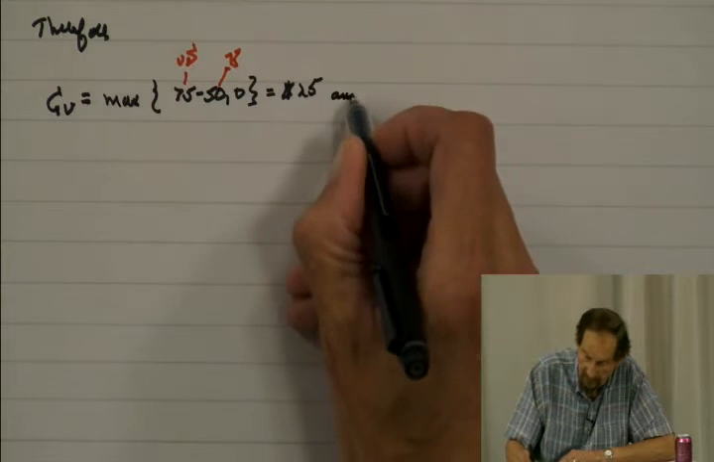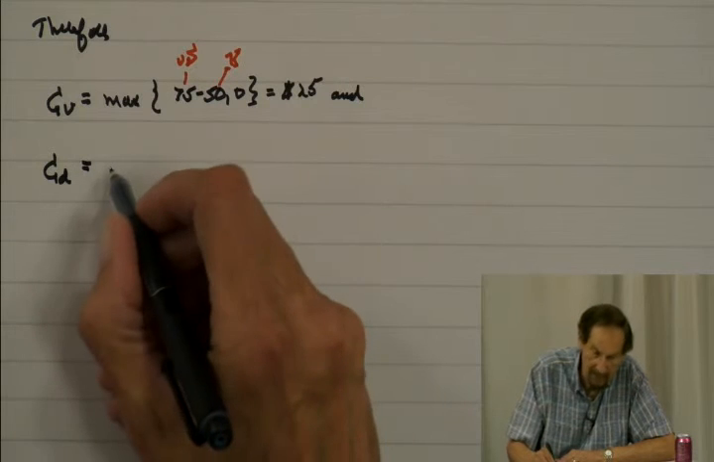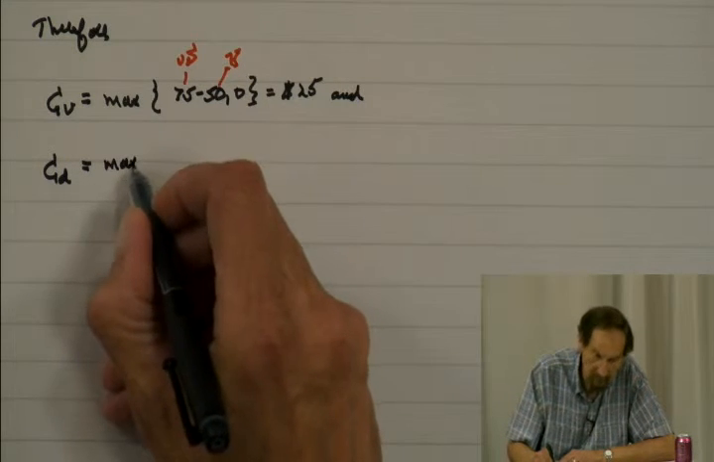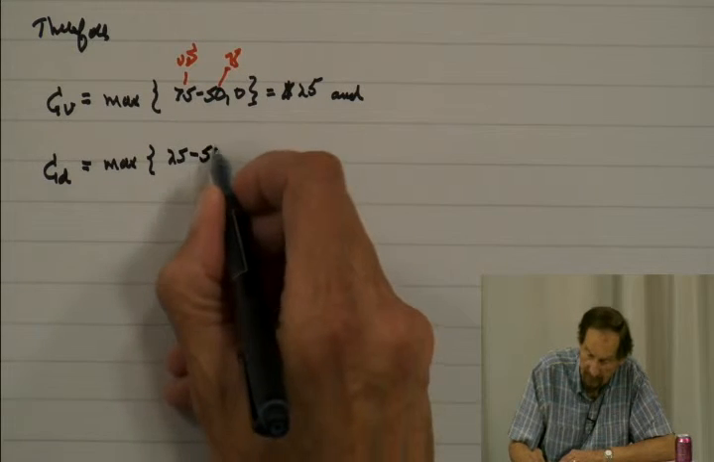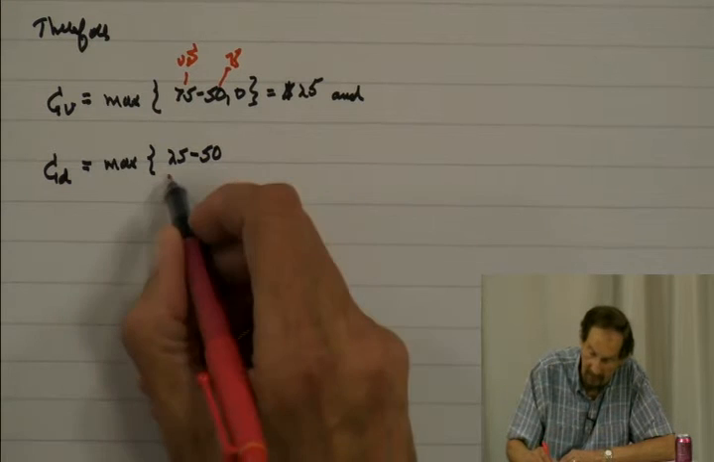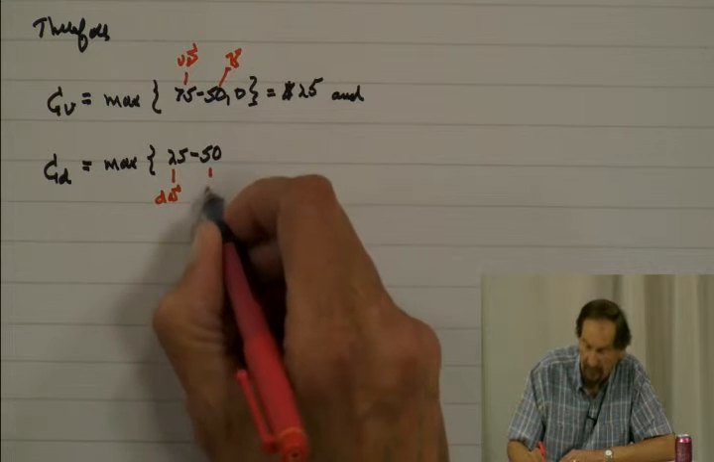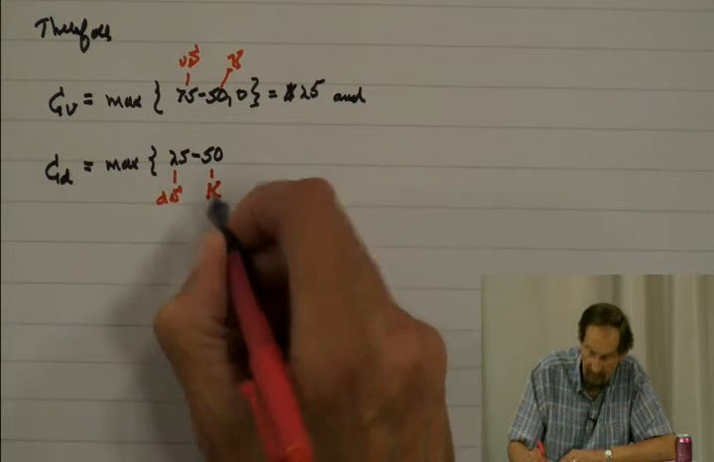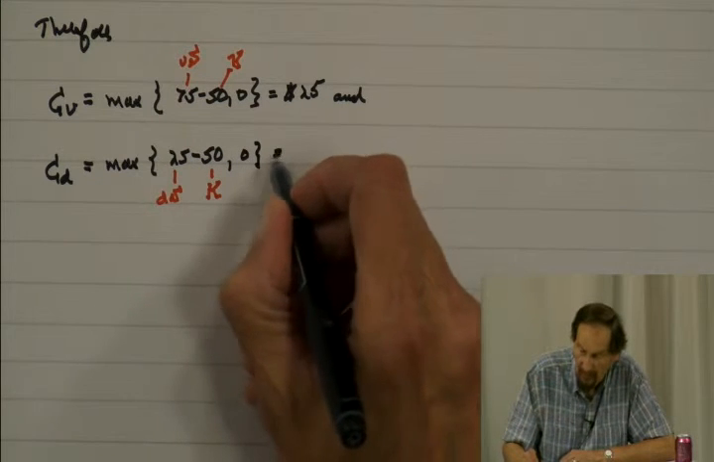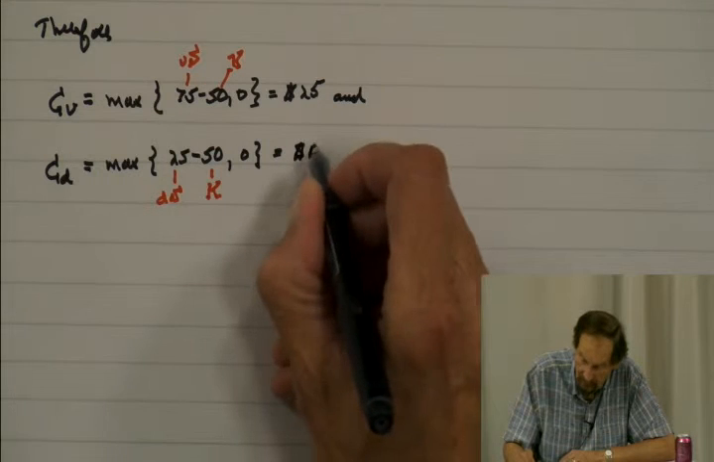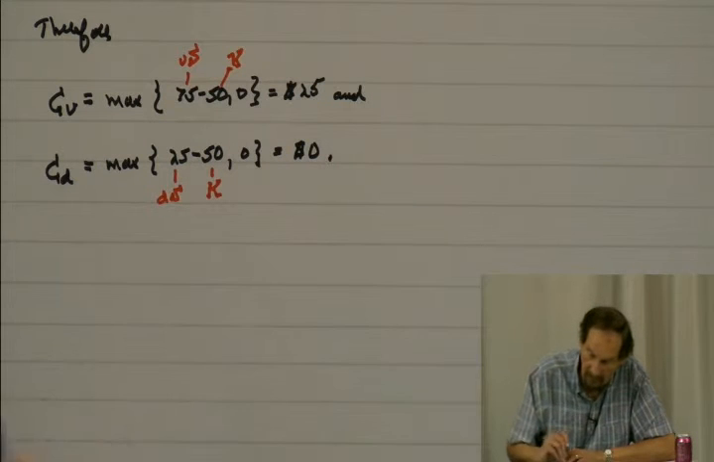And we have CD equals the max of 25 minus 50. Now this 25 is DS. This is again our K, or 0, equals $0. Okay. And what else do we have?